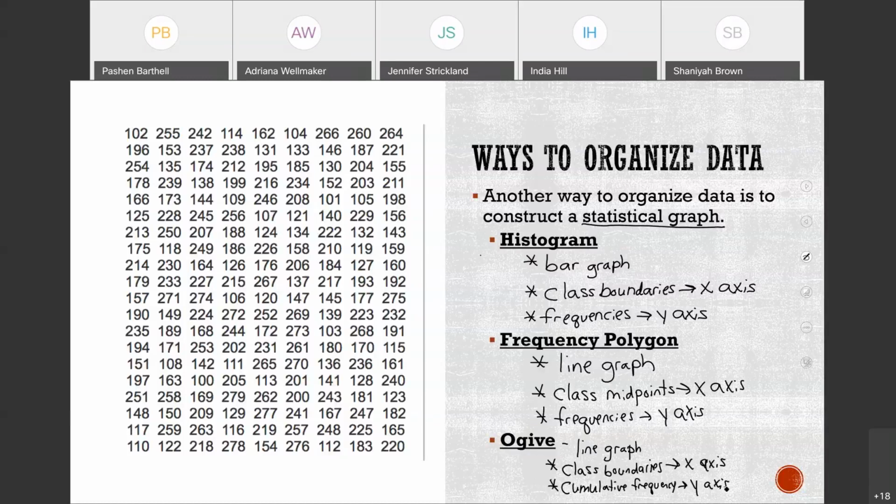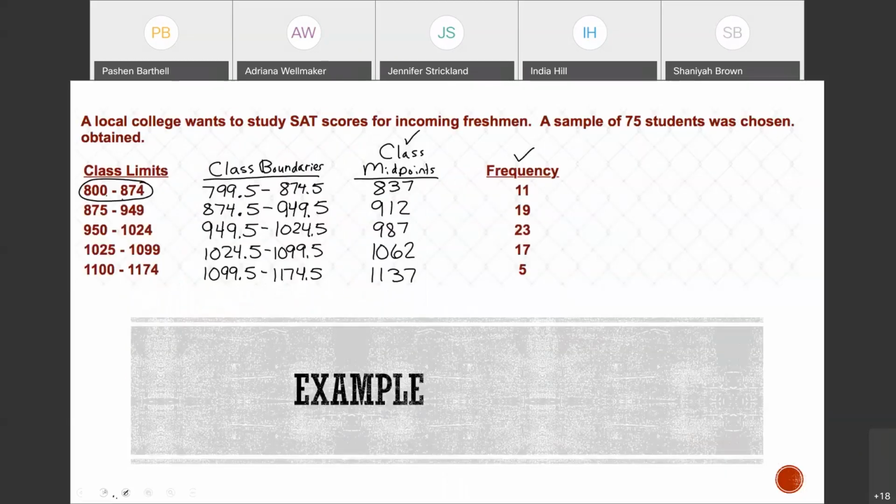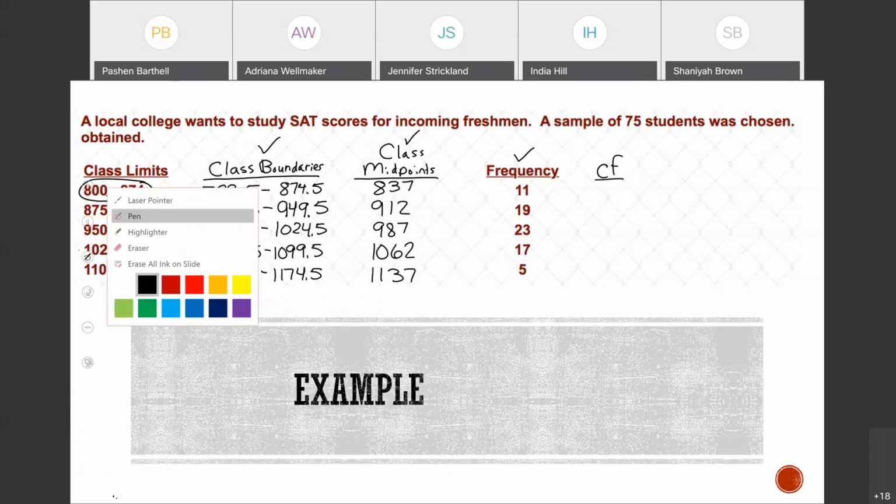Let's look at our example. We need boundaries, which we have. And we need cumulative frequency, which we don't. So let's add one more column to that example for cumulative frequency.